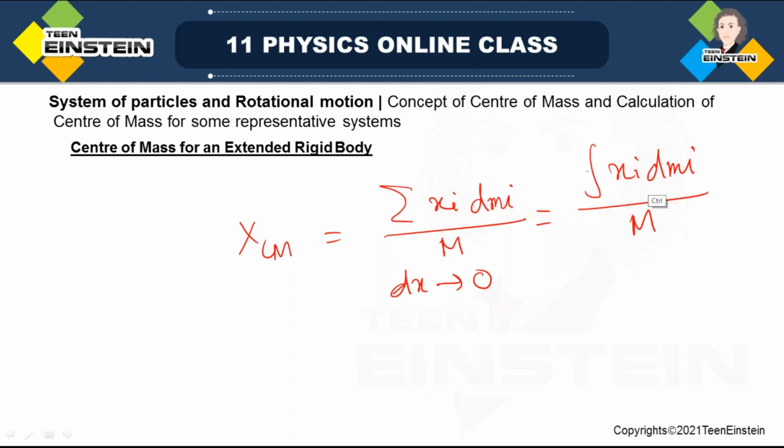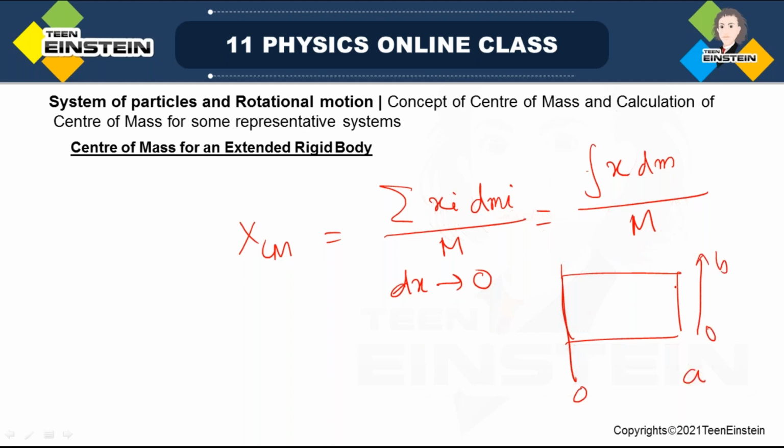Sorry, since summation is not there, you should not write i: x dm. And here you have to take the limit, from which portion to which you are taking. Suppose I am taking a rectangle. If your coordinate axis is this, x starts from here, so x will be 0 to a, and y will be 0 to b. So y can be written as 1 over M integration y dm, and here the y limit goes from 0 to b. So this is how you can write it in terms of integration.